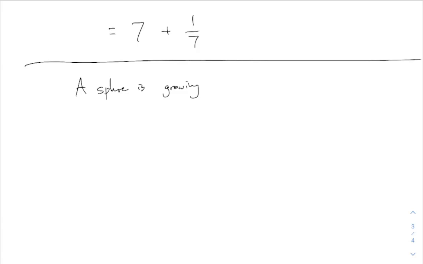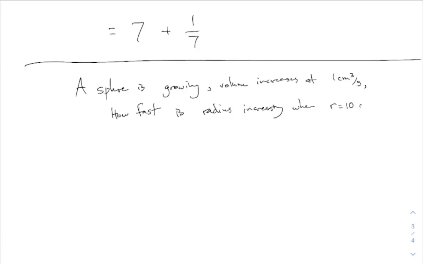The volume of a cube, I would expect you to know. That's much easier. Anyway, a sphere is growing, and let's just do everything exactly the same way that it's on the paper. The volume increases at a rate of 1 cubic centimeter per second. And I want to know how fast is, instead of the side length, let's say the radius, just because that's the most natural thing to talk about. How fast is the radius increasing when r equals 10 centimeters?